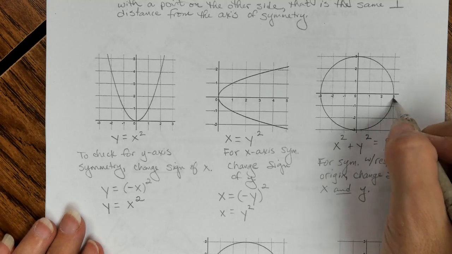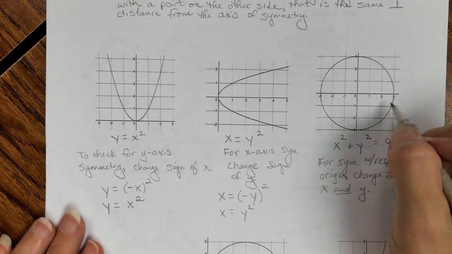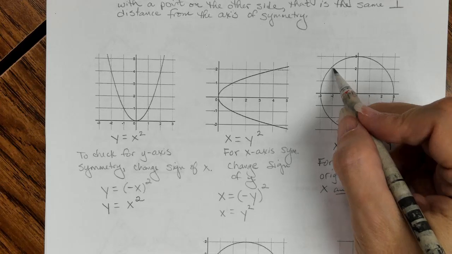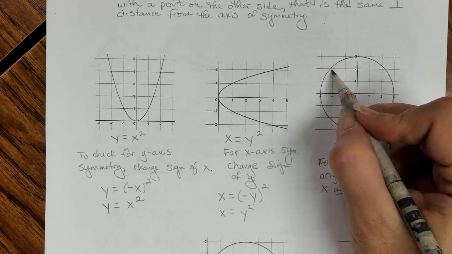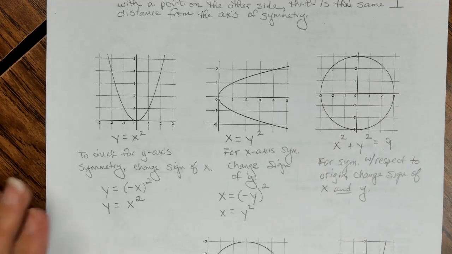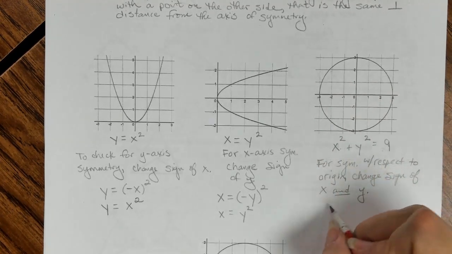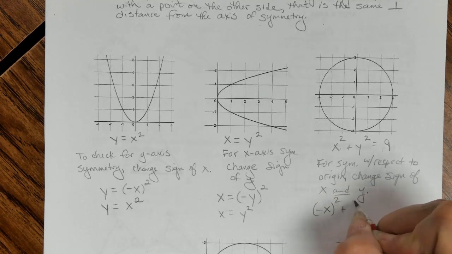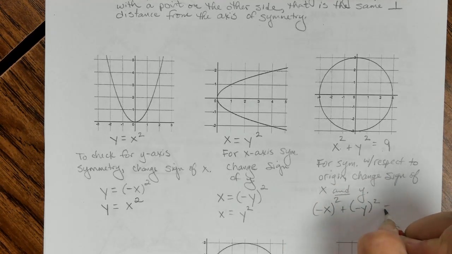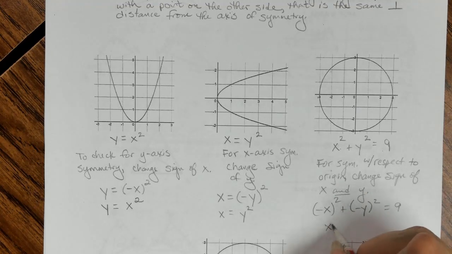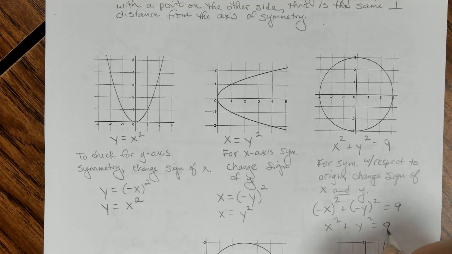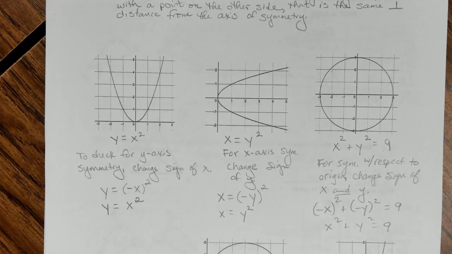And you could pick any other point on the circle, and if you spin it 180, if you choose some point here, that means the one over here. The signs of x and y have changed when you move over to that opposite quadrant. So anyway, demonstrating with this equation, we're squaring negative x, we're squaring negative y. Okay, x squared plus y squared equals 9. It is exactly the same equation, so yes, it is symmetric with respect to the origin. If there were room, we could check for x and y symmetry also, and we'd find that it's all of them.